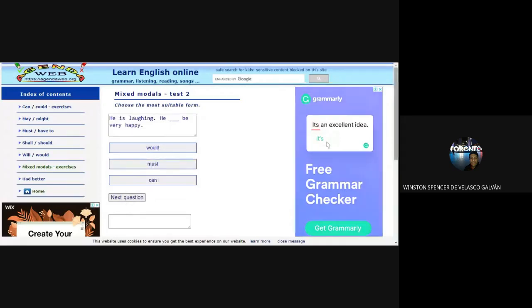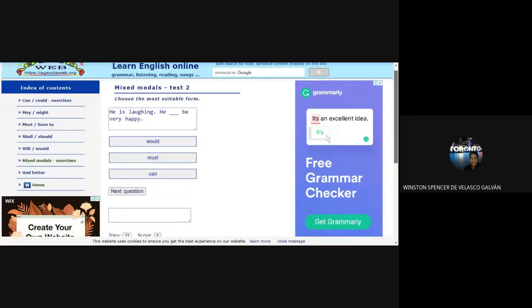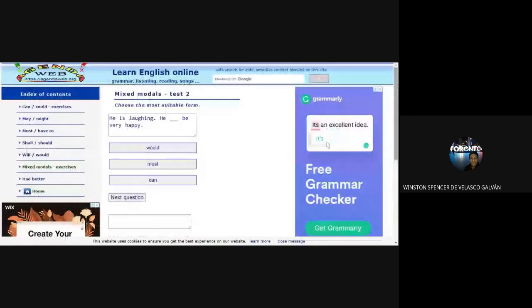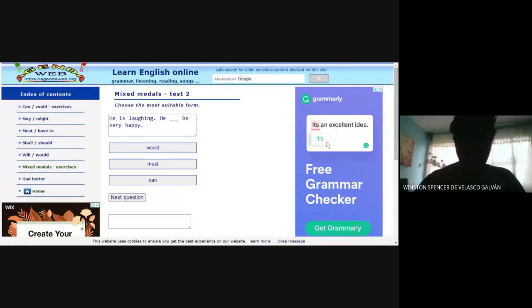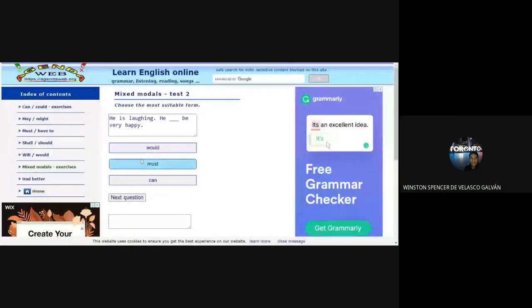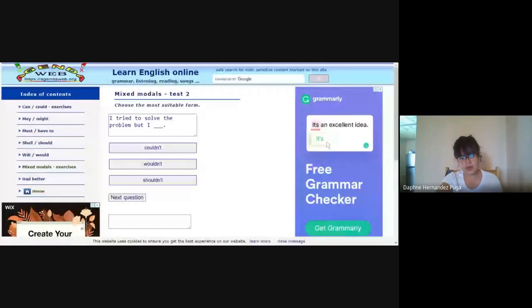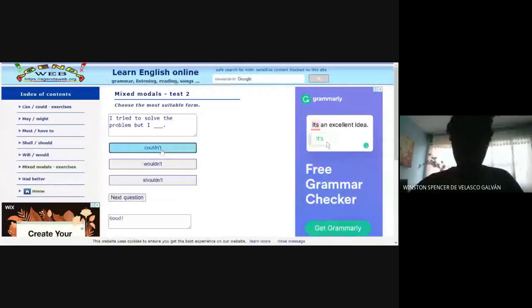We almost finished, yes? With this test, we're going to finish the second round. He is laughing. He blank be very happy. Would, must, or can? Must. Thank you, Jonathan. It's good. He must be very happy. Awesome. I tried to solve the problem, but I what? Couldn't. Couldn't? Okay. Good job, Daphne.